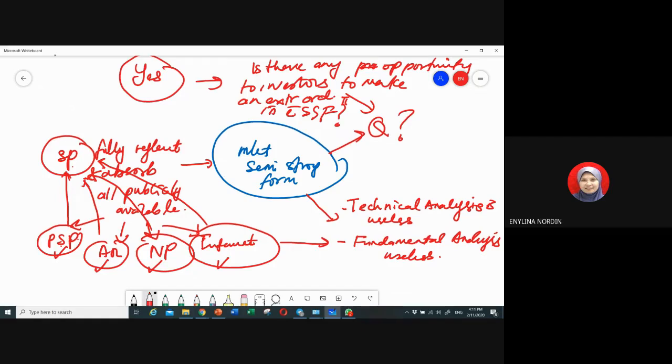On one condition: the investors must get or must have private information. Why is that? Because this private information is not yet included in the stock price. So that means we still have information left which is not yet included in the stock price. So we can make use of this private information to beat the market or to make the extraordinary profit.